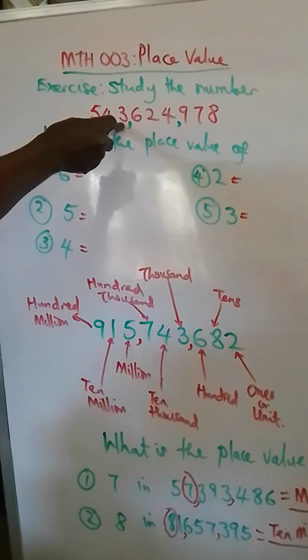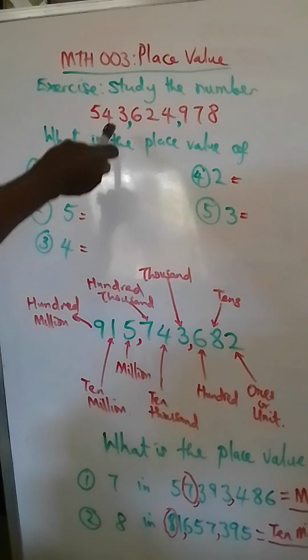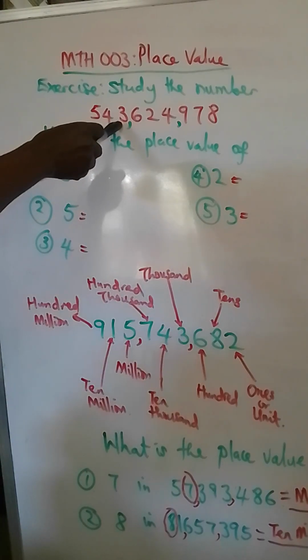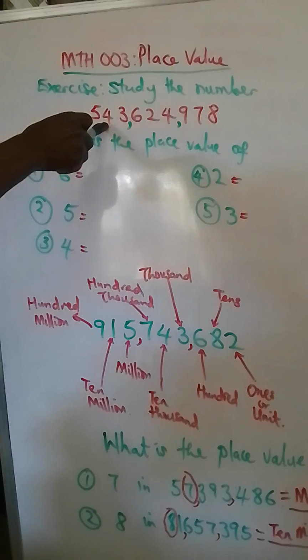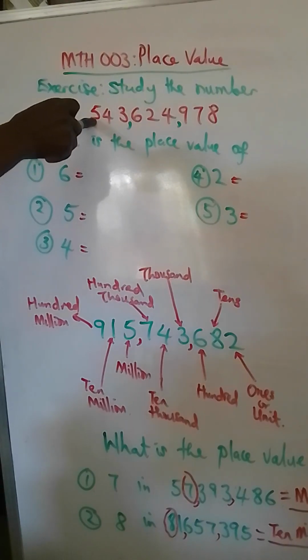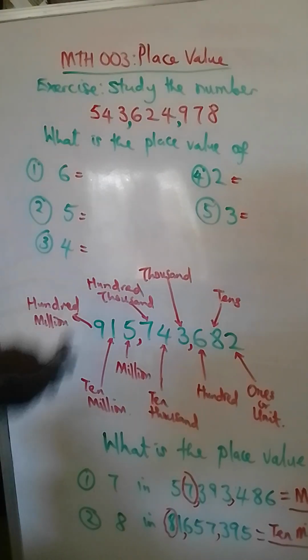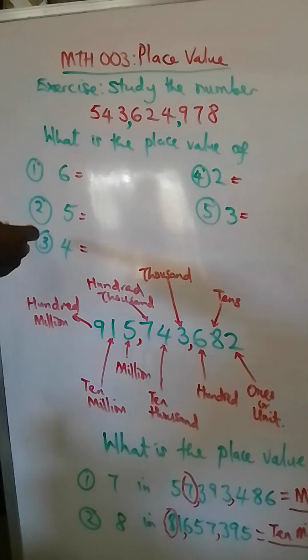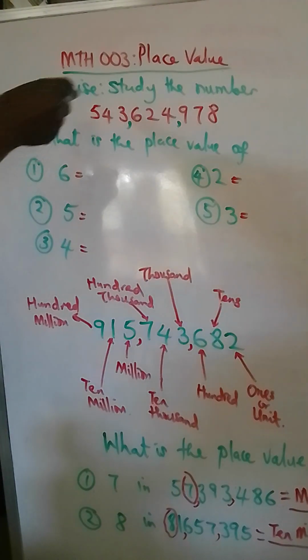And the seventh one we said is what? Don't forget, look at it here. The seventh number is million, and the eighth number is 10 million. The ninth number is 100 million. So I want you to write out the place value of each digit of this number.